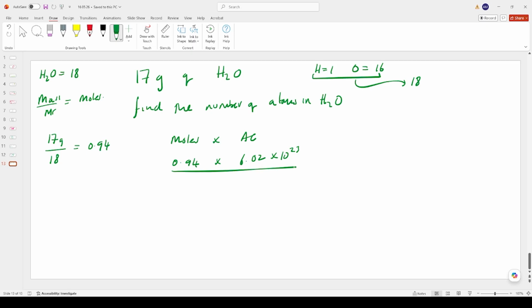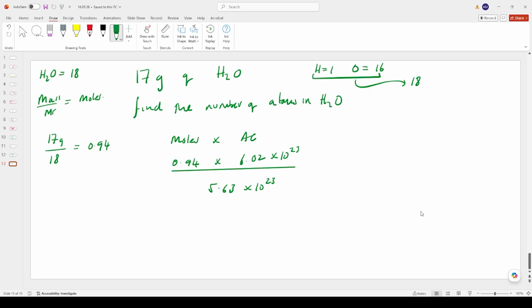So first you've got to do this calculation. And what do you get? Do you get 5.63 times 10 to the 23? Is that what you guys got?